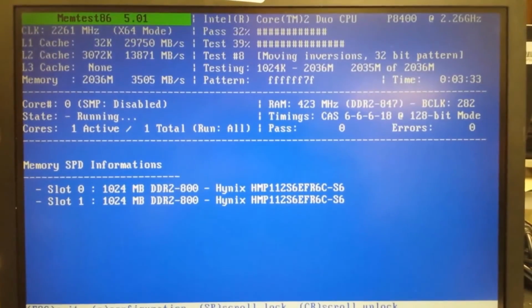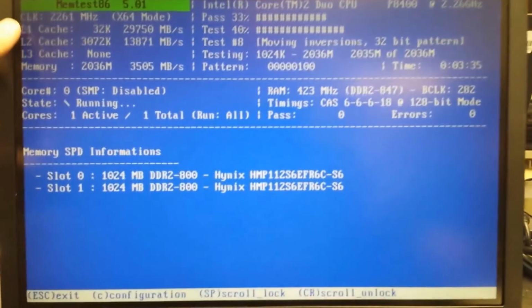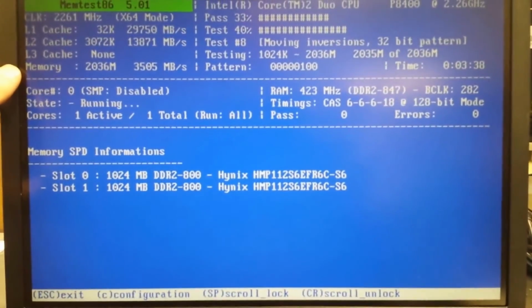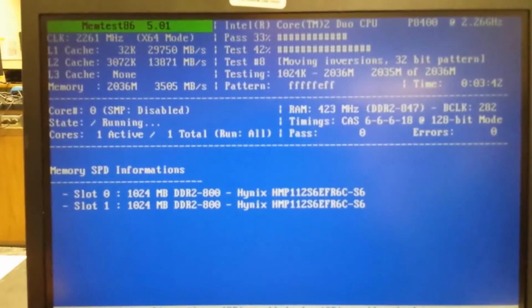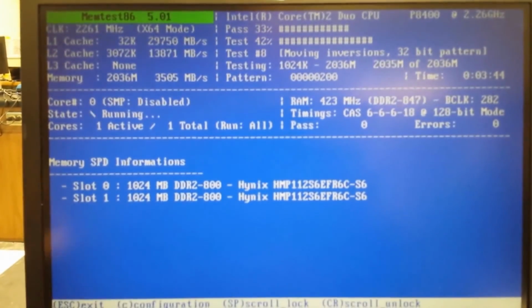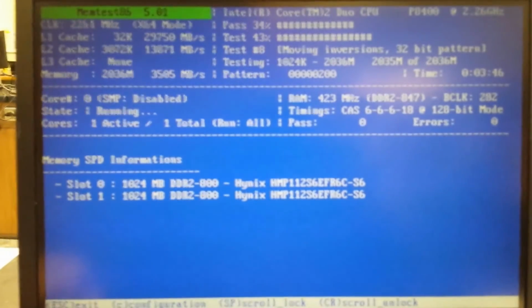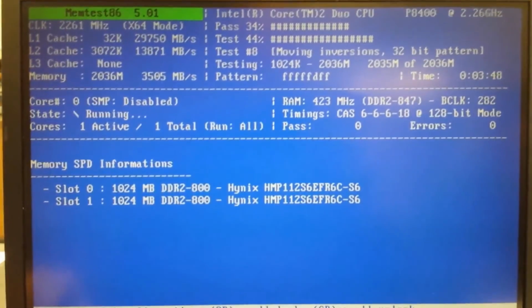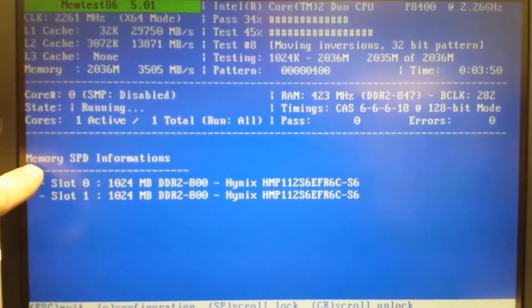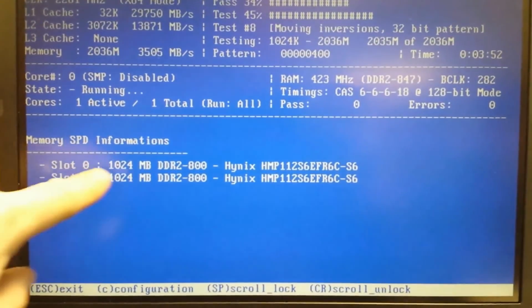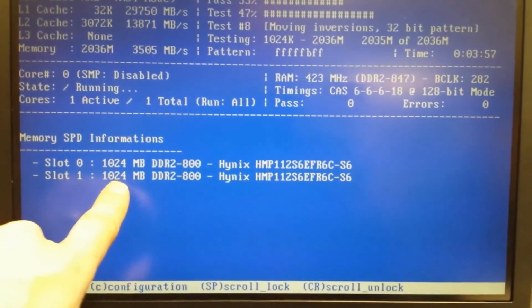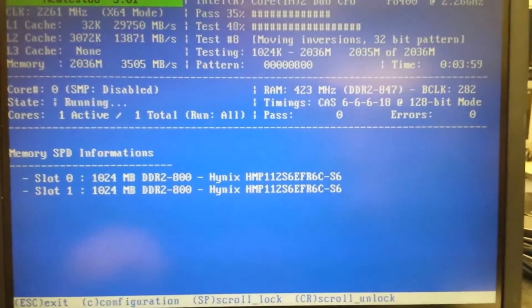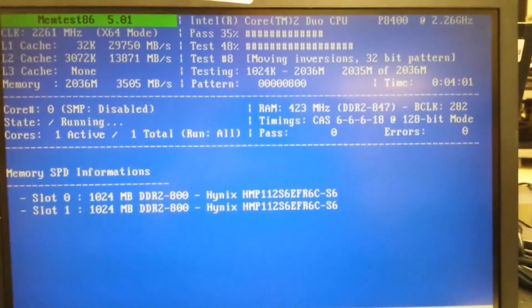So what we get on the MemTest 501, see over here, we've got our cache and our kind of processor. We can see that we have a 2.261 megahertz or a 2.2 gigahertz processor. It says what our L1, L2, and L3 cache is on our system. Then down here it says what we've got in our system as far as memory. In slot 0, we've got a gig stick of DDR2-800. Slot 1, we've got a gig stick of DDR2-800. So we can see what kind of memory we've got in there.